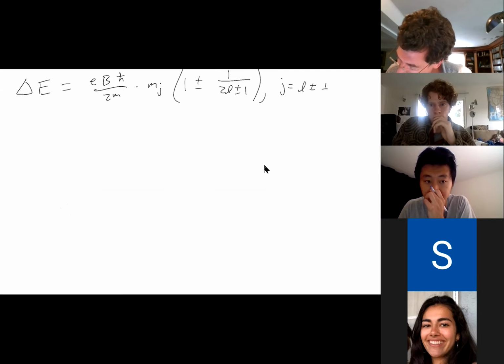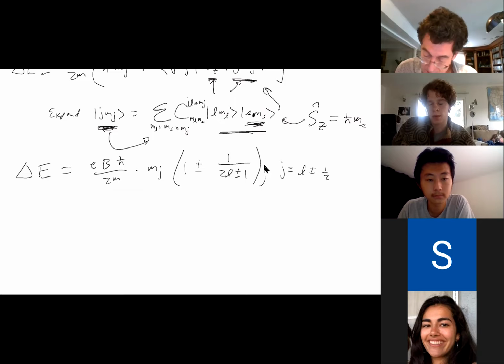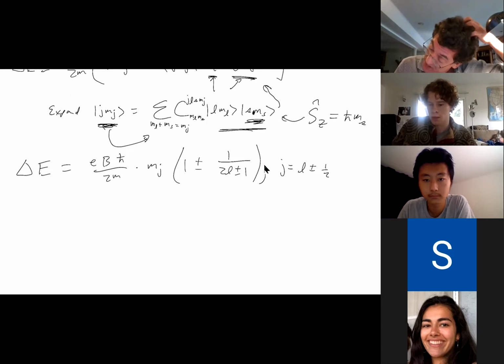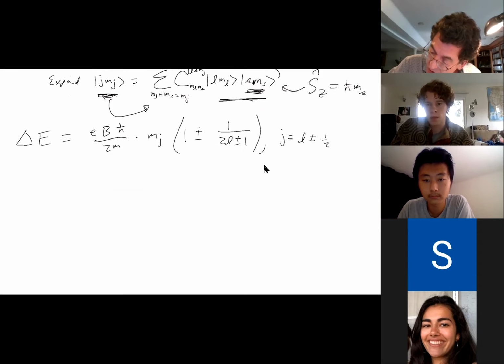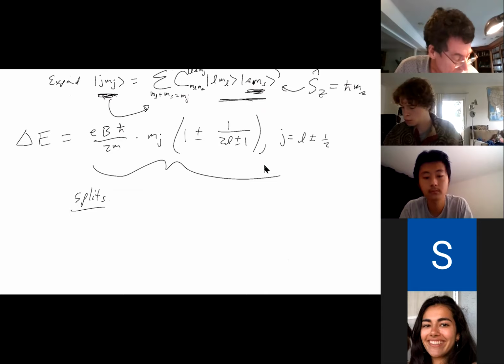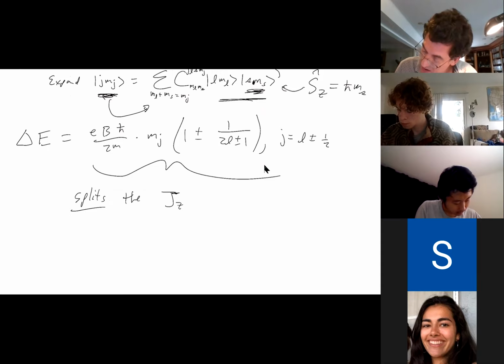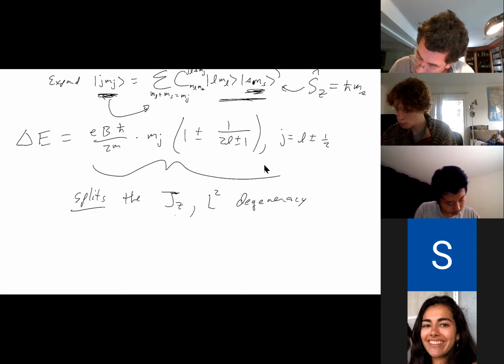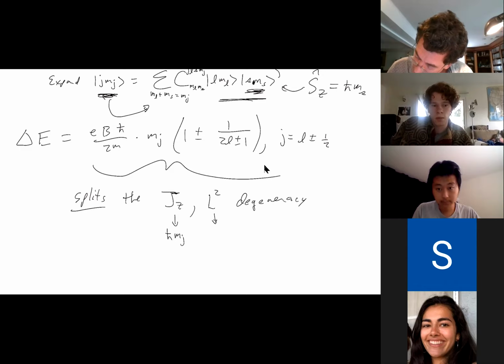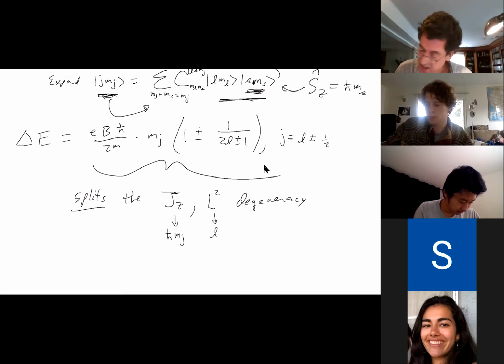Okay, so then we have this. That's the answer. If we just look at that formula, we see that it splits, and because we're running out of time, it splits the J_Z degeneracy and the L squared degeneracy, because J_Z is h bar M sub J and L squared is the different L's. So you can see that this weak field splits that degeneracy.